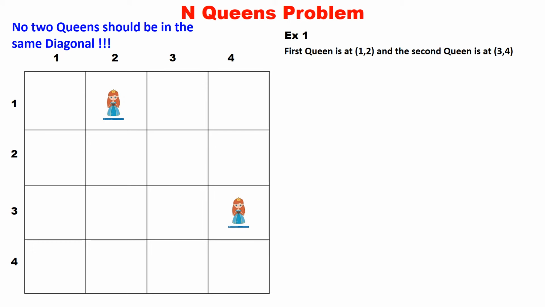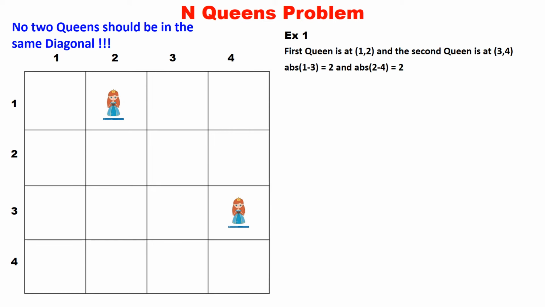Now carefully understand, we'll find the difference between the rows and the difference between the columns for these two queens. The first queen is in the first row and the second queen is in the third row. What is the difference between the rows? 2. Difference between 1 and 3 is 2. Now we shall find the difference between the columns. The first queen is in the second column, the second queen is in the fourth column. So the difference between 2 and 4 is 2.